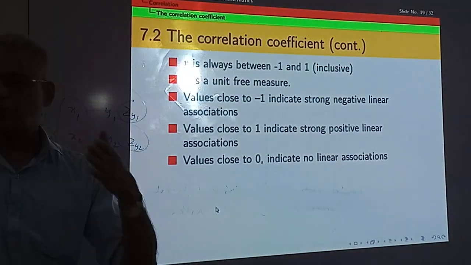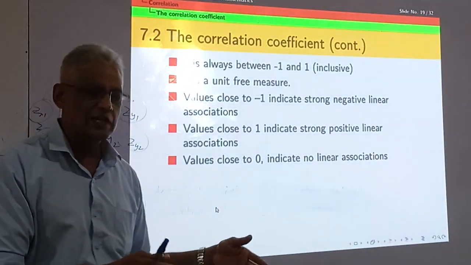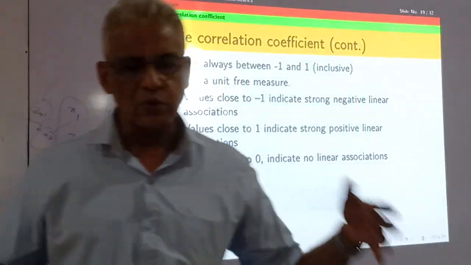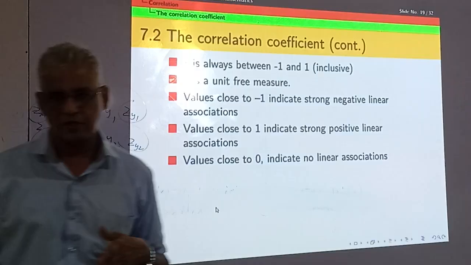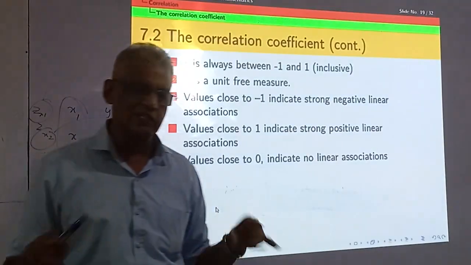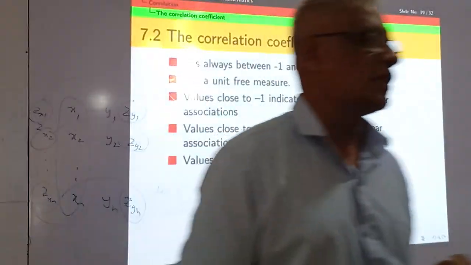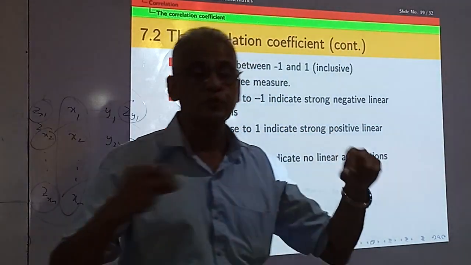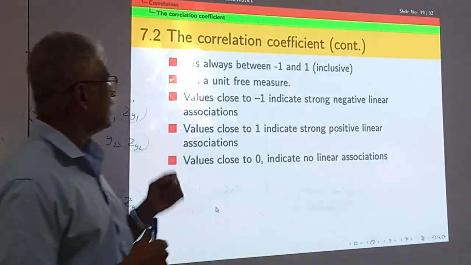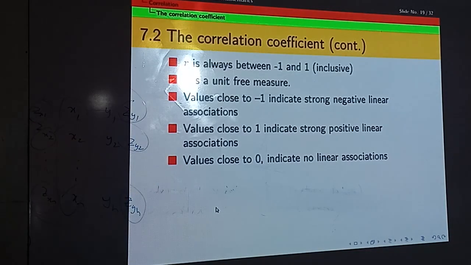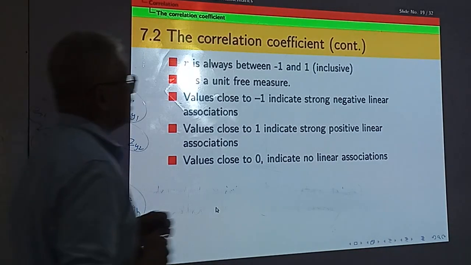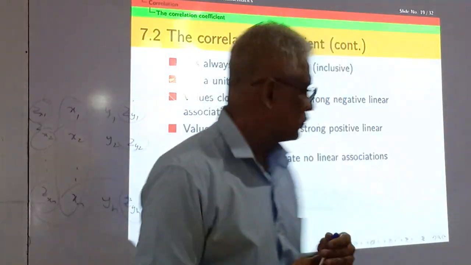But whenever you calculate R, even if it is a linear relationship or not, this value is always between -1 and +1. Right. Remember, it is meaningful only if it is linear. So it's always between -1 and +1, inclusive. R can be -1 or R can be +1 also. But those are the extreme cases. But in general, otherwise, it's between those two.